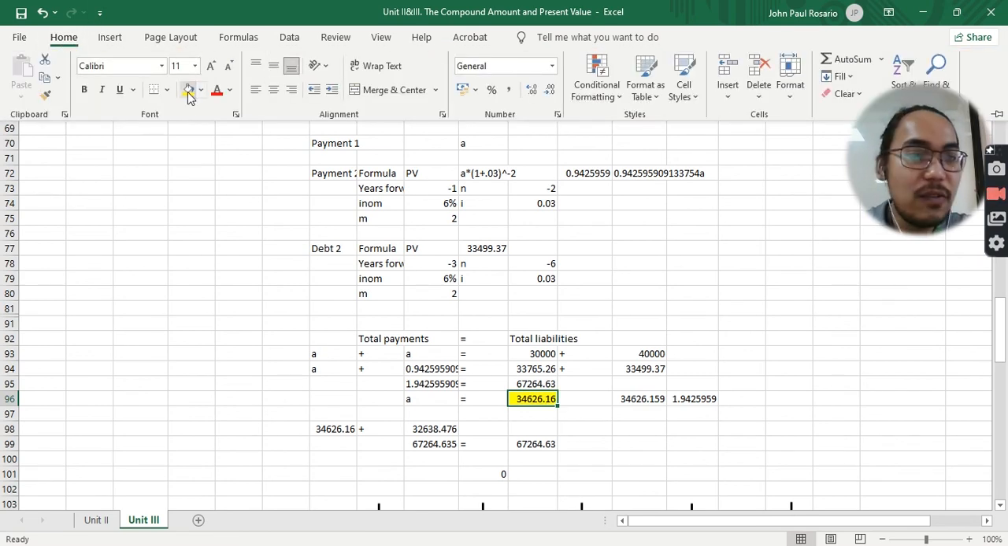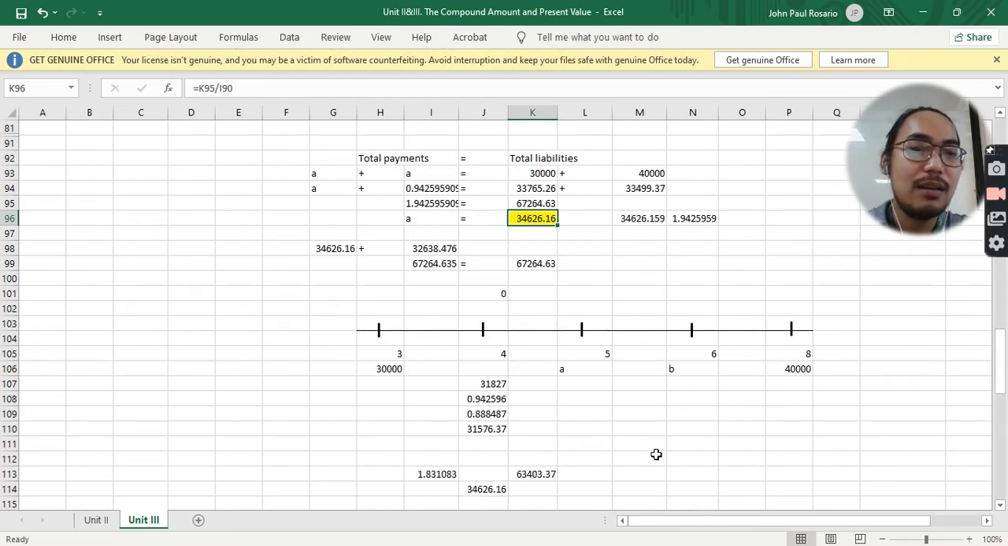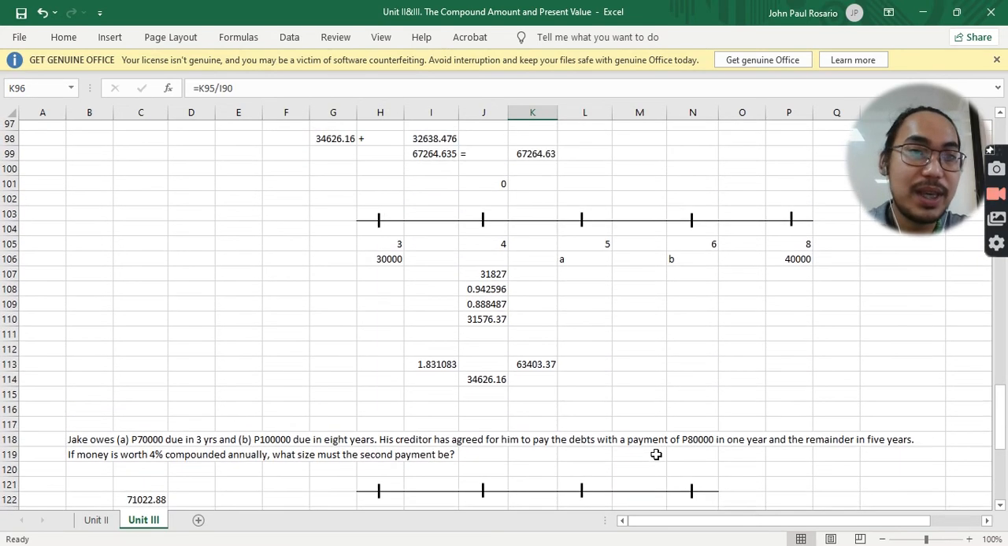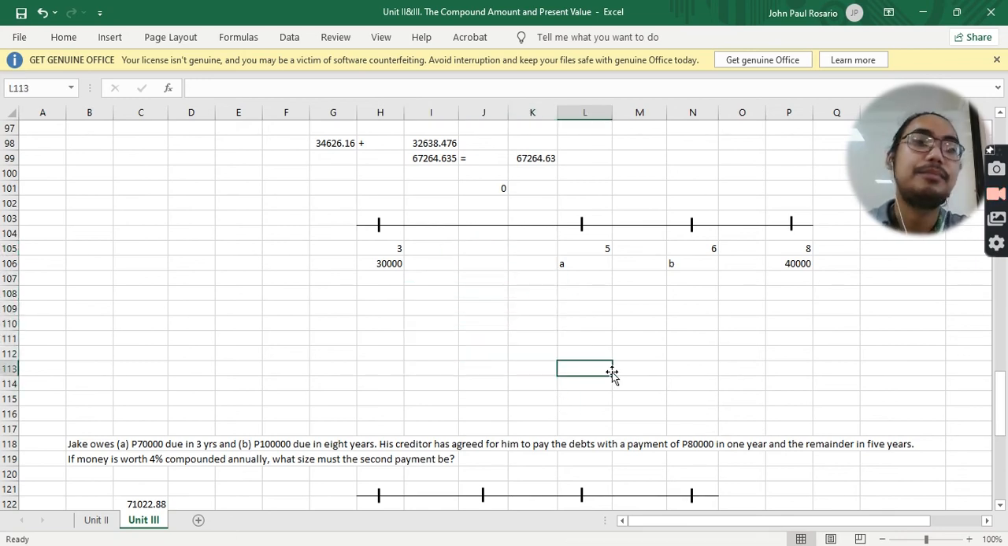So, sir, what if I choose to use as my perspective year 6? Okay, sure, let's use as our perspective year 6. Let's just delete this.